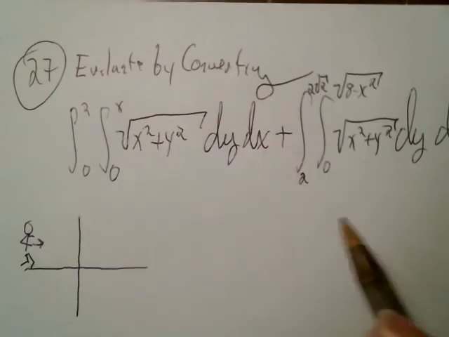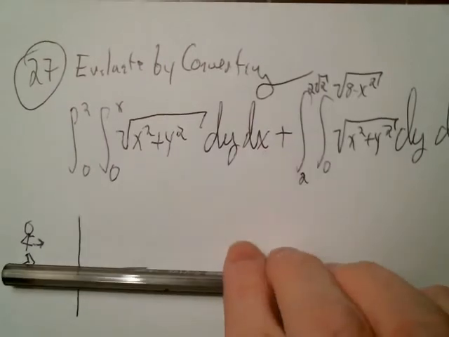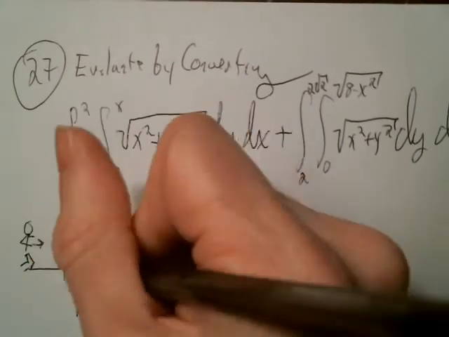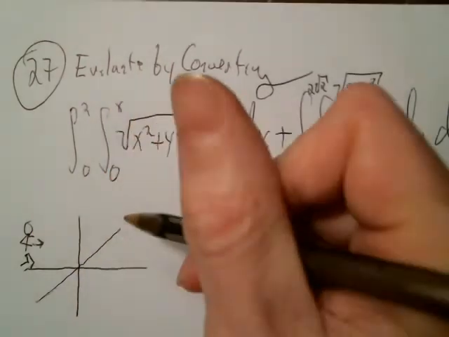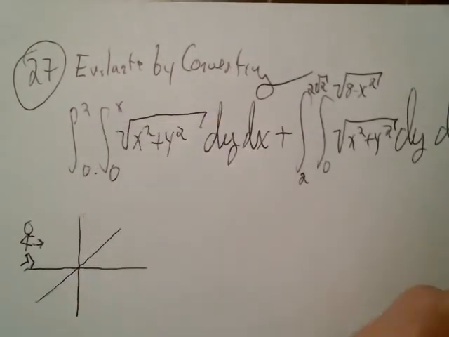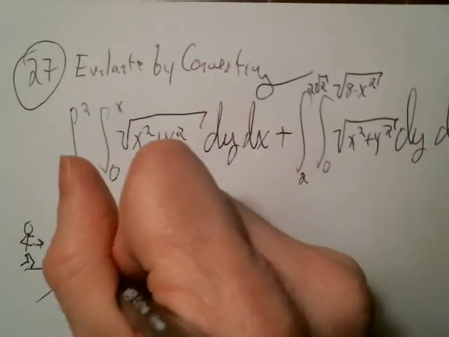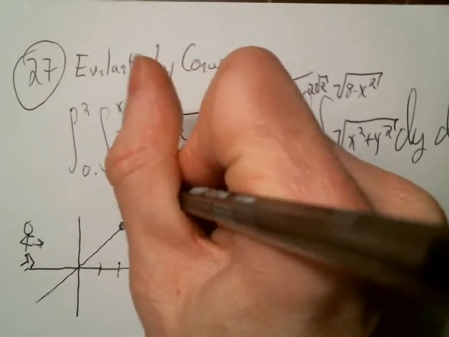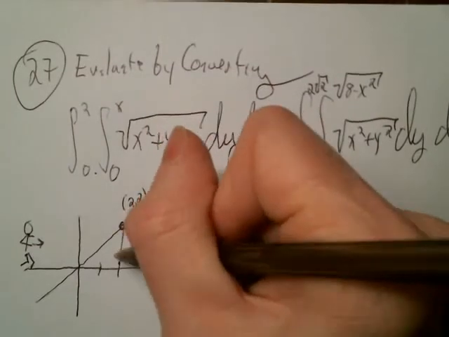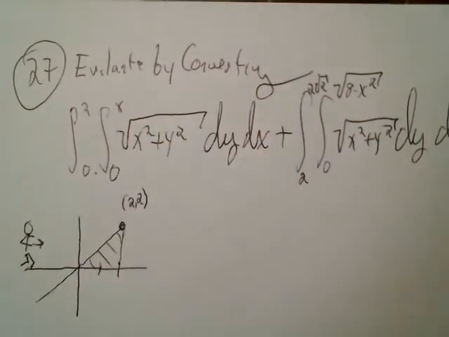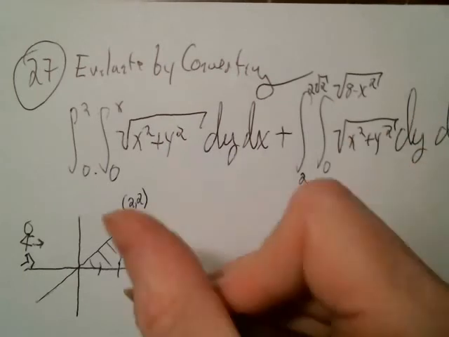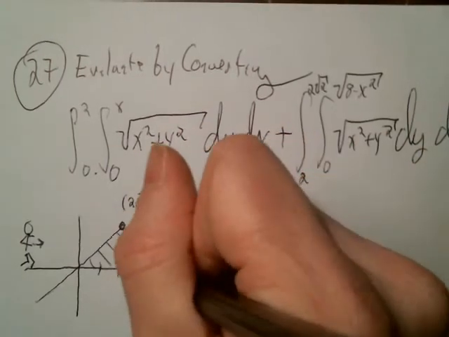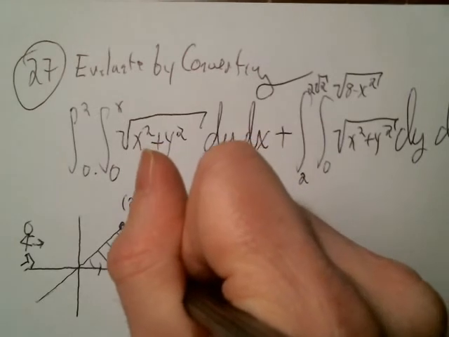So I'm going from the graph y equals 0, which is the x-axis, to the curve y equals x, which is the diagonal. And in that case, he's running from 0 to 2, and that's the first integral. Okay, so this point right here is located at (2, 2). And then he's running from 2 to 2 root 2, wherever 2 root 2 is. We'll put it right here.